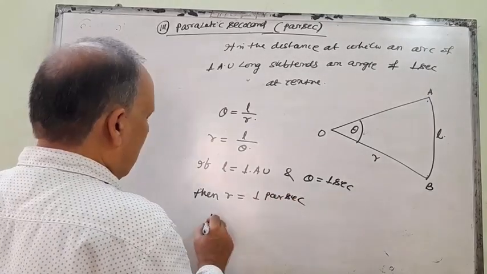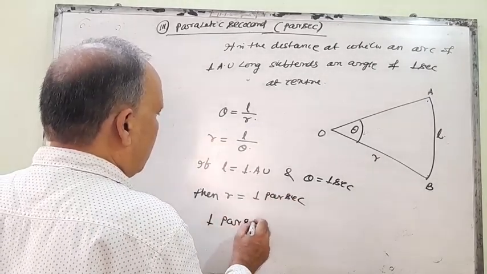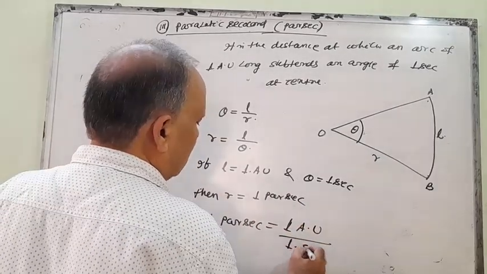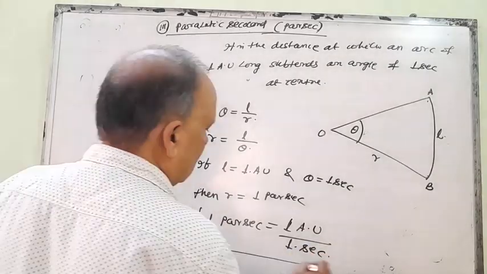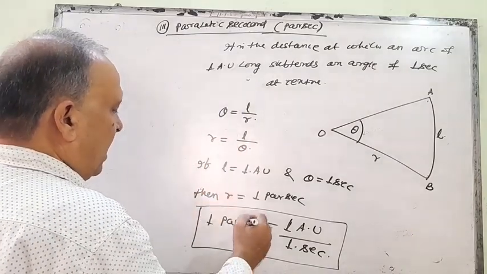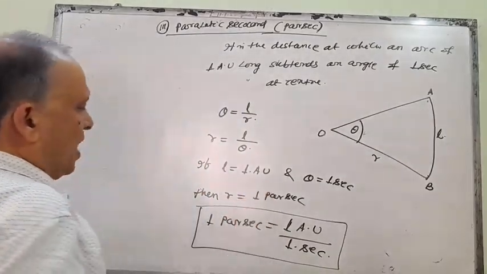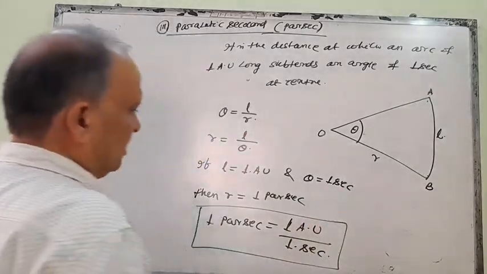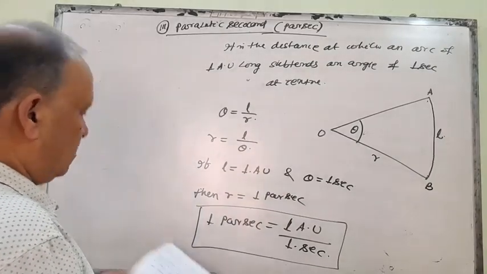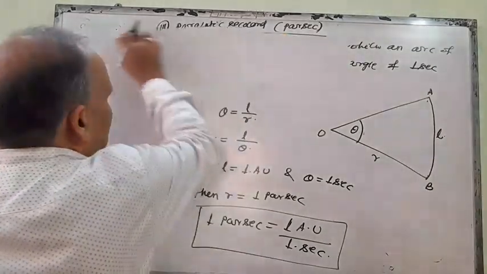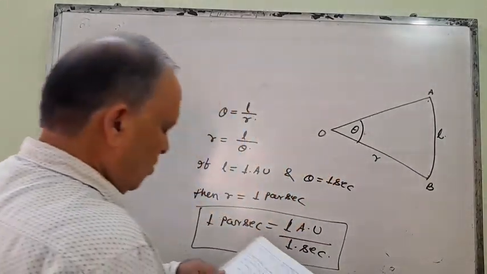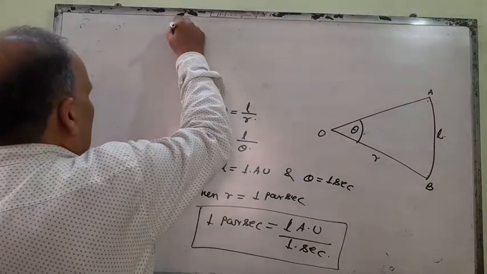So you see, 1 parsec is equal to 1 astronomical unit by 1 second. You remember this? Your parsec is a distance. R is equal to L by theta. If L is equal to 1 astronomical unit and theta is equal to 1 second, then 1 parsec is equal to 1 astronomical unit by 1 second. Now we calculate it. How? You know what 1 astronomical unit is. We just calculate for 1 second.